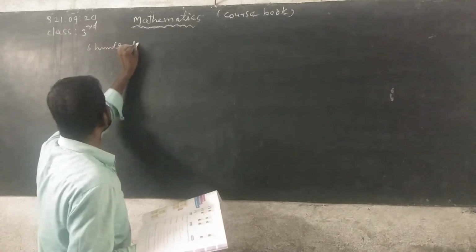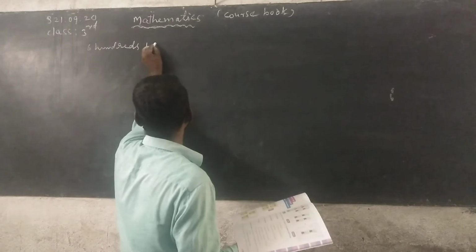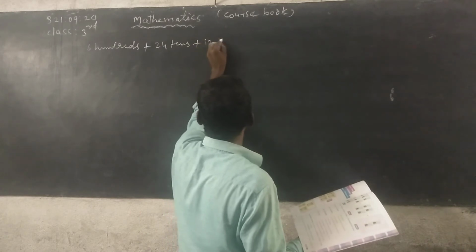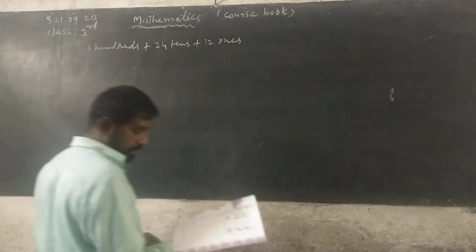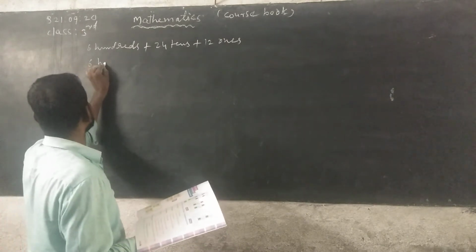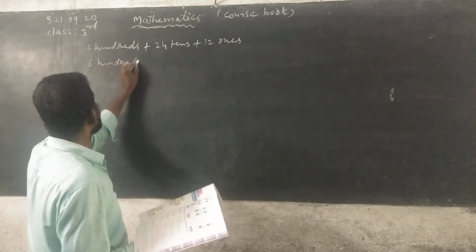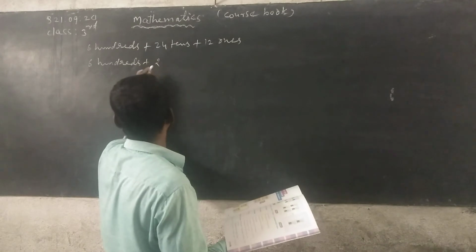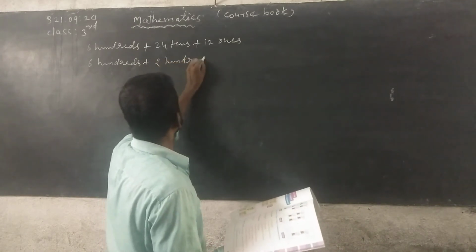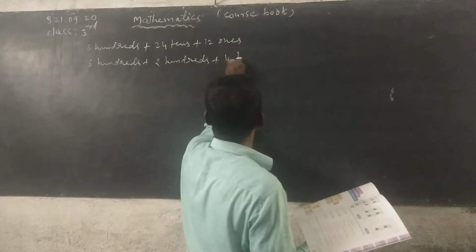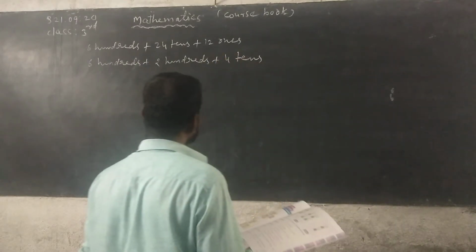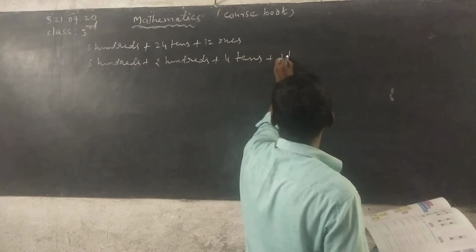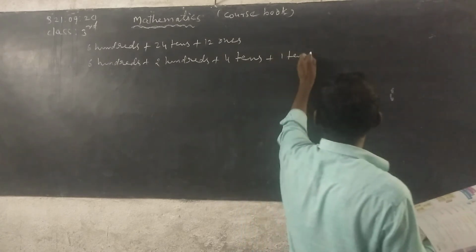Hundreds plus 24 tens plus 12 ones. See, listen carefully. 600 as it is, you can write. So 12 tens means 2 hundreds plus 4 tens. 12 ones means 1 ten plus 2 ones.